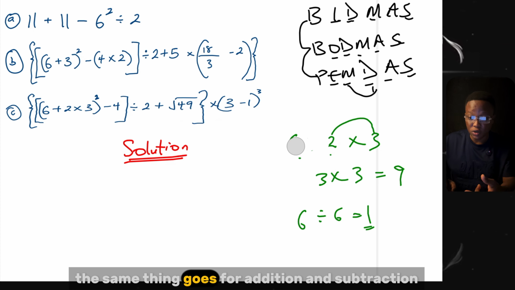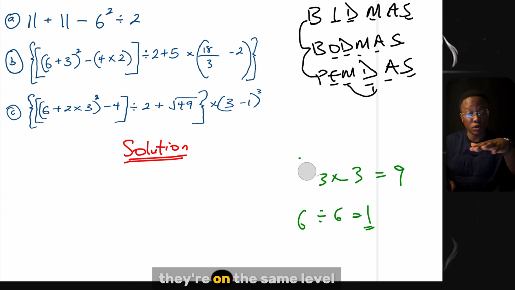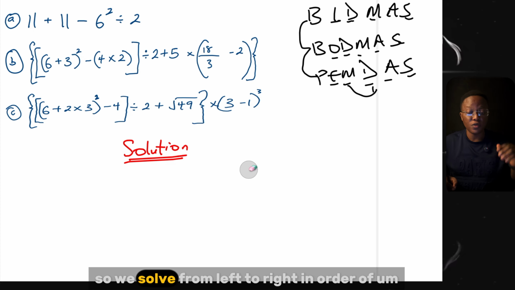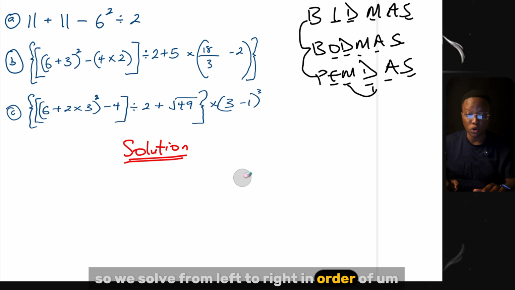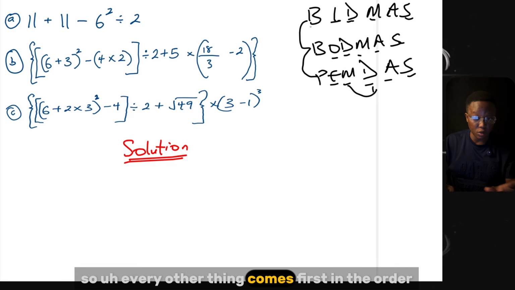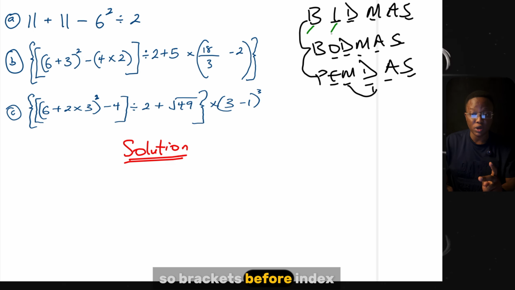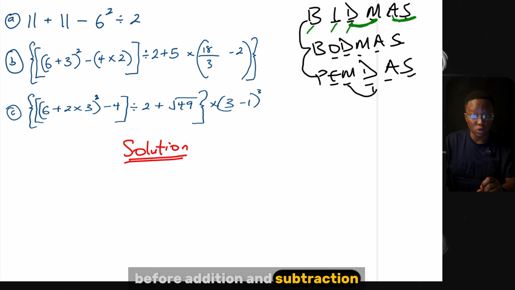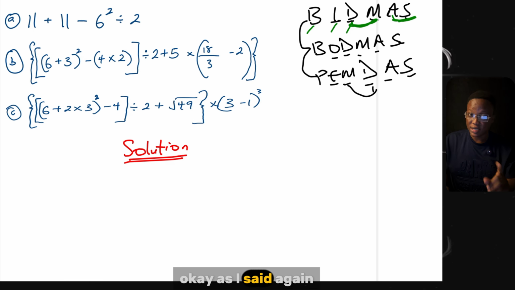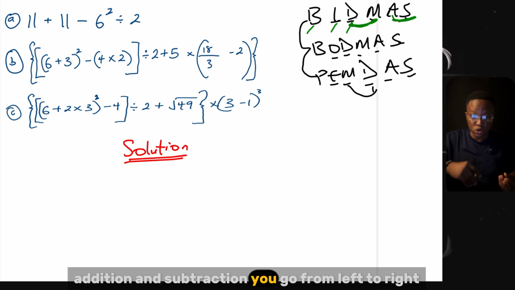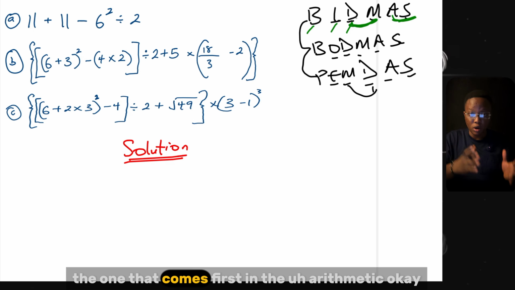The same thing goes for addition and subtraction. They are on the same level, the same order, so to say. So we solve from left to right. Every other thing comes first in the order. So brackets before index, before division and multiplication, right? Before addition and subtraction. Okay? As I said again, division and multiplication, you go from left to right. Addition and subtraction, you go from left to right. The one that comes first in the arithmetic.